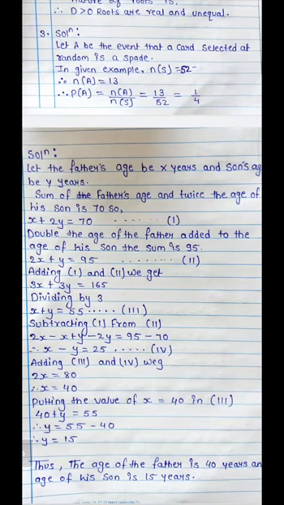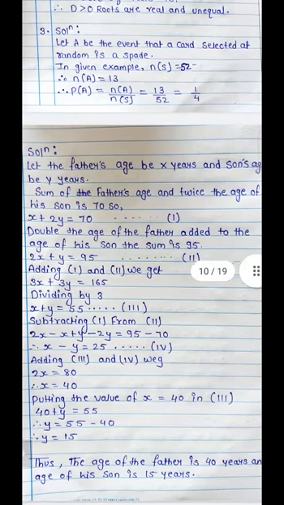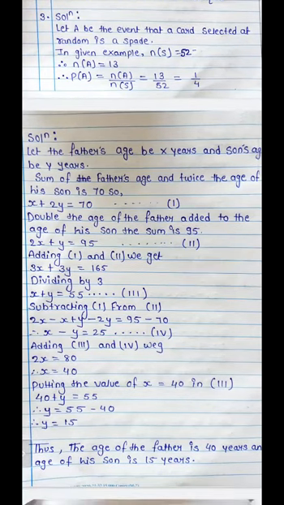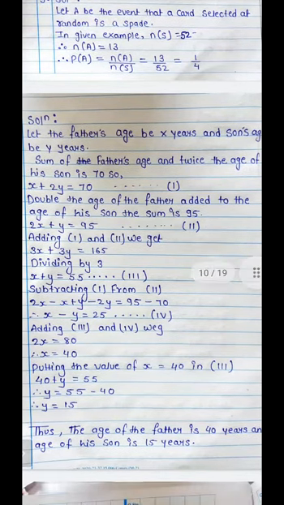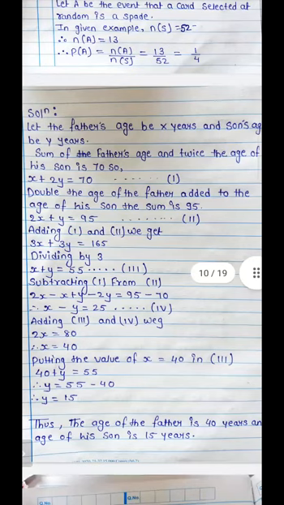Now we will subtract equation number 1 from equation number 2. So 2x minus x plus y minus 2y is equal to 95 minus 70. So we will get x minus y is equal to 25. Now adding equations third and fourth, we will get 2x is equal to 80. Therefore, x is equal to 40. The value of x we are getting is 40.